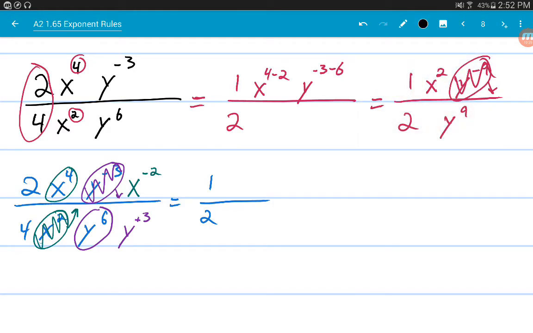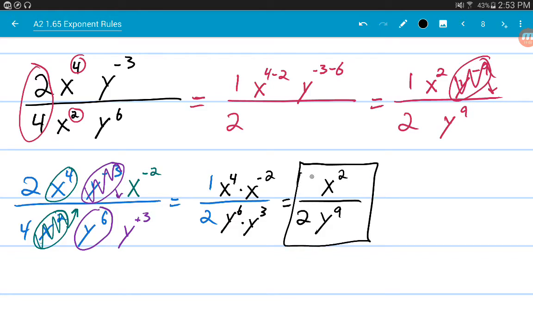So let's tally up what we have. I've got x to the fourth, x to the negative 2. On bottom I've got y to the sixth, y to the third. And now since they're on the same side, I'm multiplying them, which really just means add the exponents. So I've got 1, 4 plus negative 2 is 2, 6 plus 3 is 9. I don't really need to write that 1, but I could if I want to, and either way I'm going to get the same exact answer, which is 1x squared over 2y to the ninth.